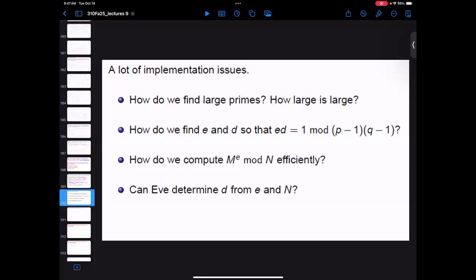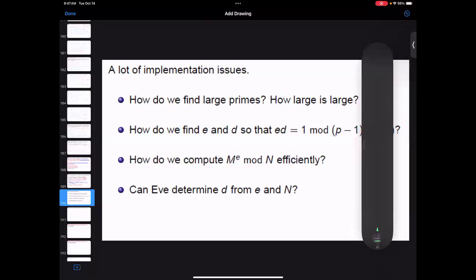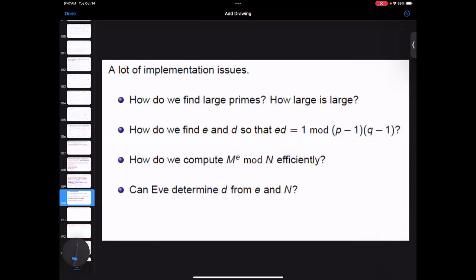So the last one, can Eve determine? We don't know. It is possible that somebody has a way to do this and they haven't made it public yet.